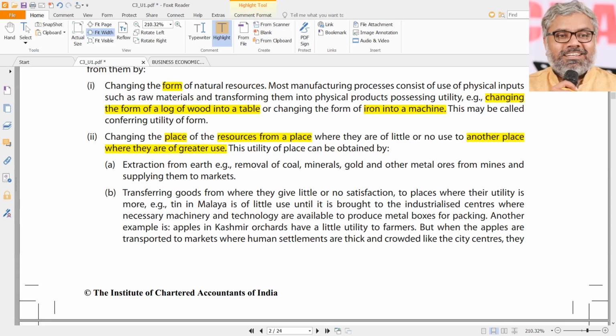Once again, don't think production means we have to create something. No, we are not talking about creation here. We are talking about transformation. Original iron ore transformed into, let us say, a hammer is also a production. So originally the iron ore may not be that useful.